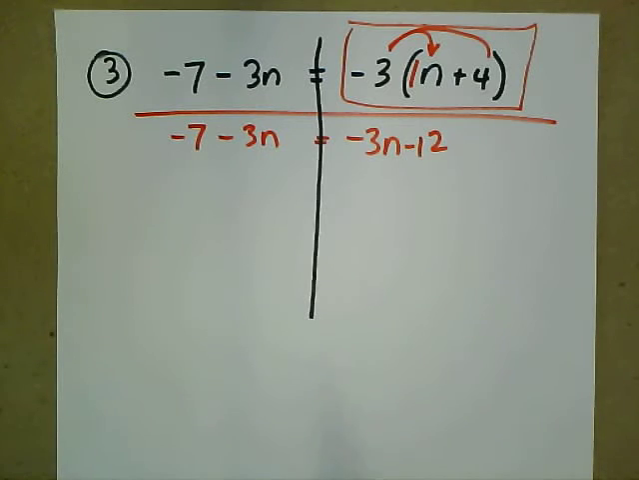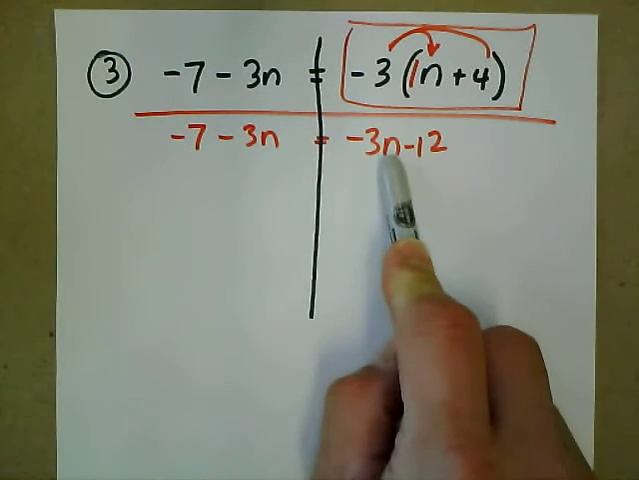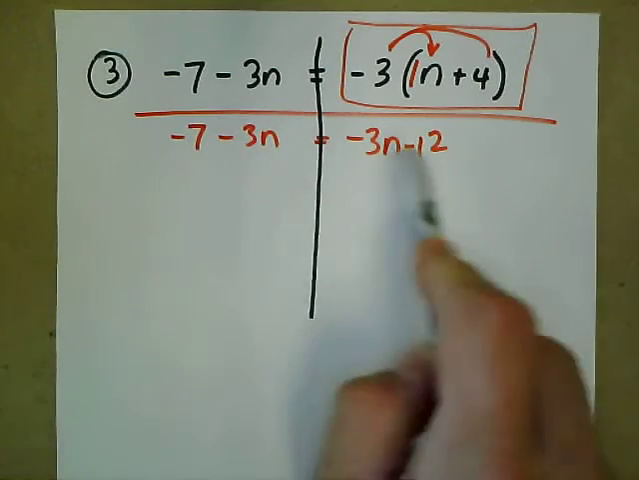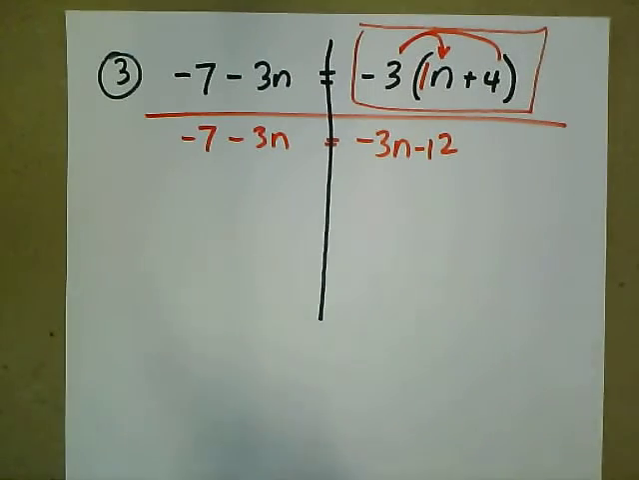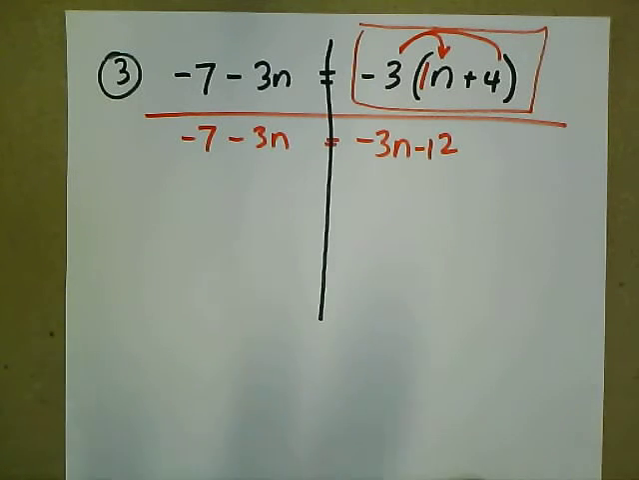We look for combining like terms. No terms over here combine. No terms over here combine. You cannot combine between or across the line. All right, we're done with the simplification process.